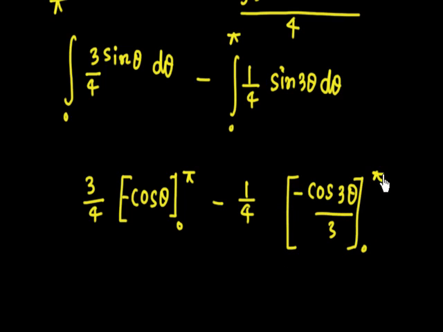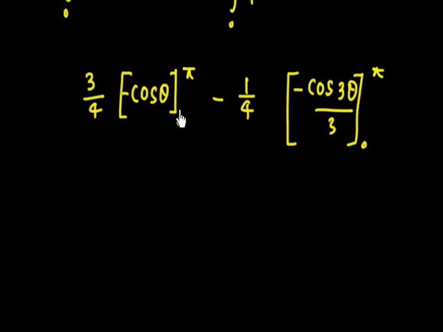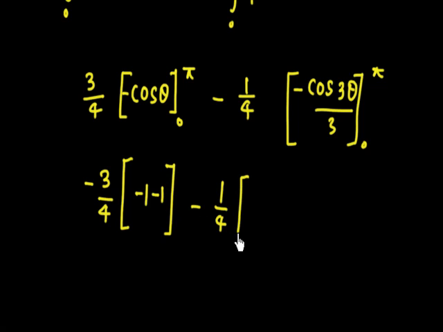So if you do this integration, what will we have? Let us take the minus sign outside, so we will have minus 3 by 4 times cos pi, which is minus 1, minus cos 0, which is 1, so this is minus 1 minus 1. Let us take the minus sign outside, so we will have plus here. Cos 3 pi, with the 3 also multiplied, so this is 1 by 12. Cos 3 pi, that is cos 2 pi plus pi, is simply minus 1, and cos 0 is again minus 1.